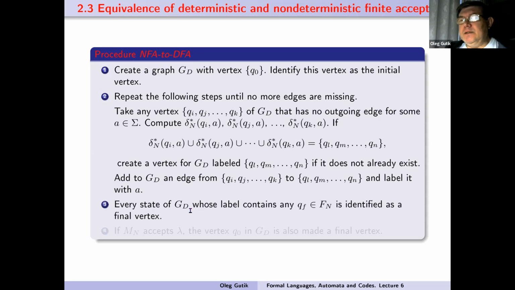Every state of the graph GD whose label contains any Qf which belongs to Fn is identified as a final vertex. If the non-deterministic finite acceptor Mn accepts the empty word lambda, the vertex Q0 in the graph GD is also made a final vertex.